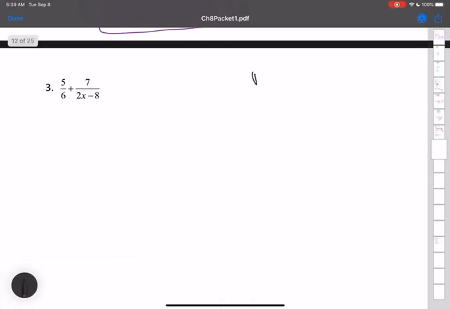Okay, so we're going to factor off to the side. 6 and 2x minus 8. So 6 is 2 times 3. 2x minus 8, I can factor out a 2, and that would be 2 times the quantity x minus 4. If you didn't quite get that far, go ahead and try to take it from here. Hit pause and try it again. If you made it further, though, go ahead and keep watching.